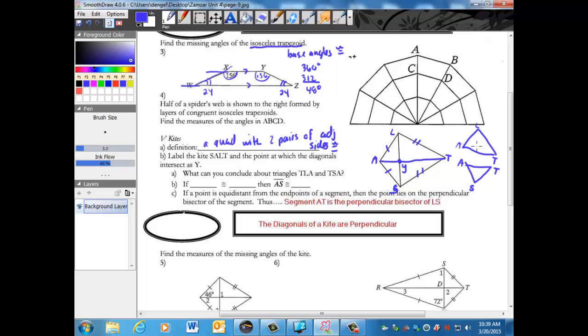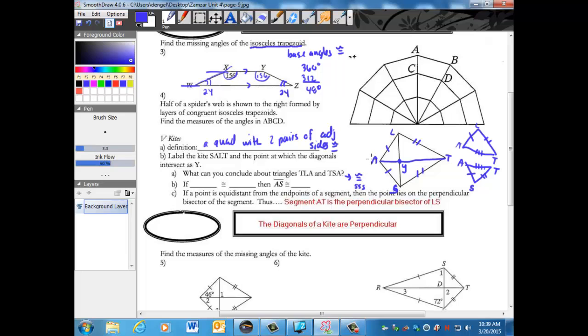So from this marking, we see that LA is congruent to AS. We see that LT is congruent to TS. And since they both share AT, these two sides are equal to each other. So what I can say is that these triangles are congruent by side, side, side.